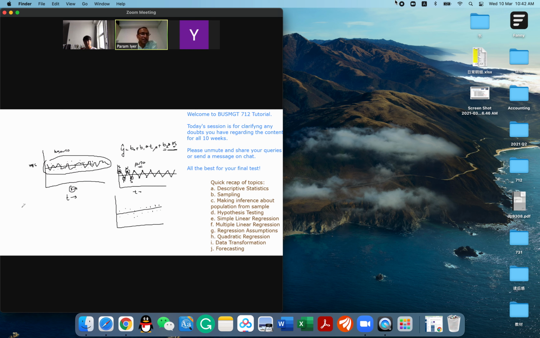So one of the things that you can look at is your heteroscedasticity. You have to actually look at the pattern. So let's say we have data that sort of looks like this.